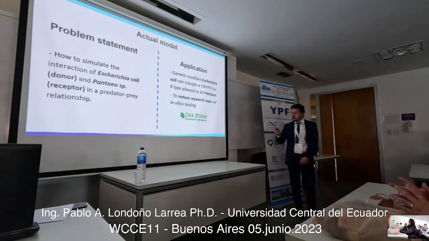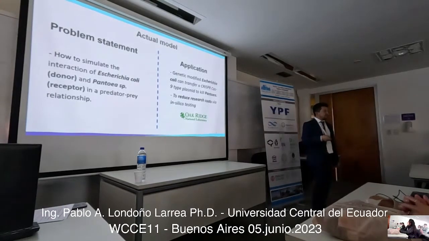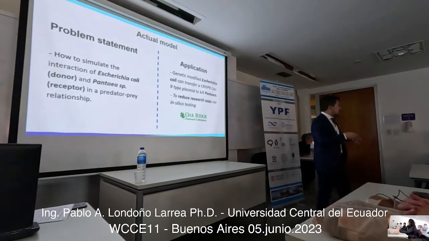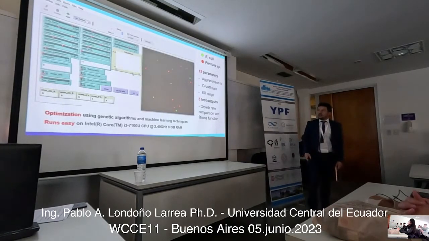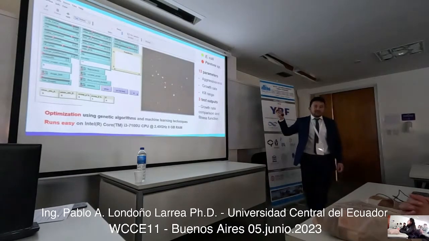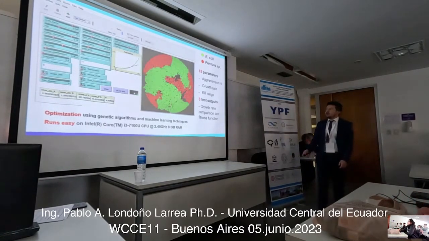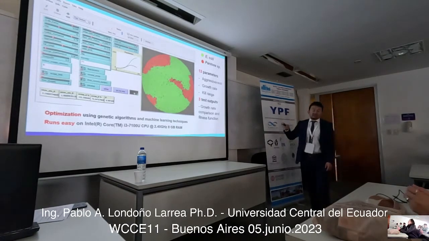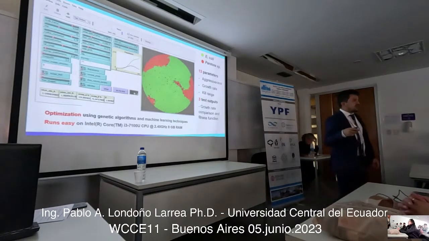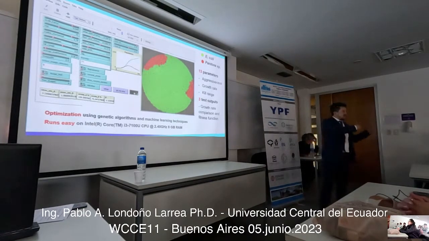Also, this kind of model is useful because it reduces research costs via in silico testing instead of using the normal laboratory testing, you know. In this case, I have this video of our model. As you can see, the green dots are E. coli, and the Pantoea are the red dots. So you can see how the bacteria are killing the other bacteria.